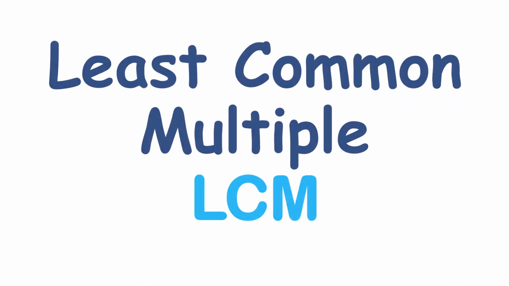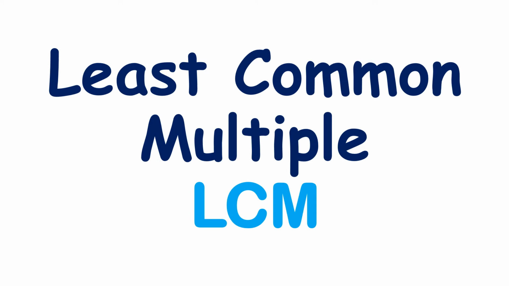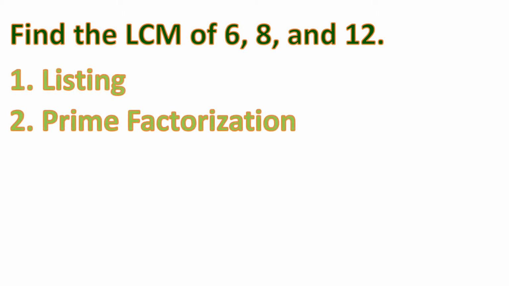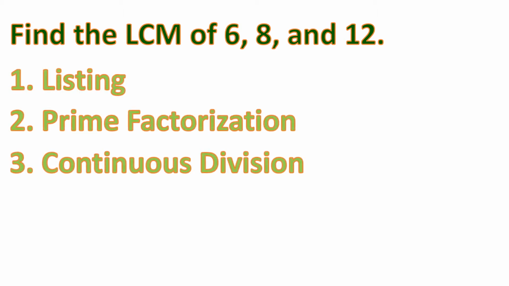In this video, I'm going to teach you how to find the least common multiple, or LCM. So let's say we are tasked to find the LCM of 6, 8, and 12. We're going to find the LCM of these three numbers using these methods: listing, prime factorization, and continuous division. All these three methods can get the same result of the LCM of these three numbers.